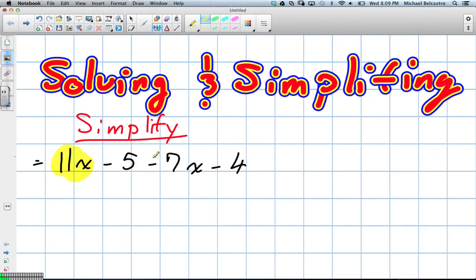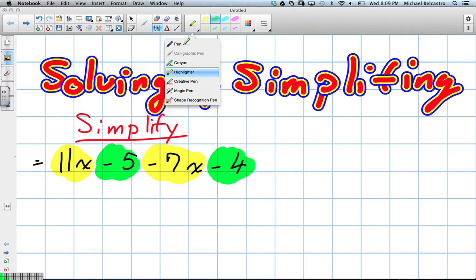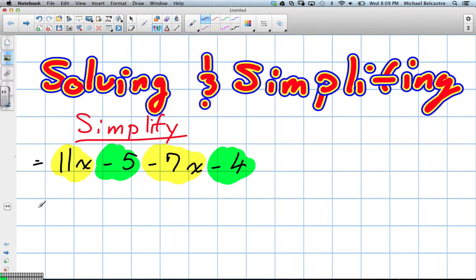Okay, so 11x, and not just 7, but the negative 7. The operation in front is important, so negative 7x. And then we have negative 5 and negative 4. So what I'm going to do is rearrange them so they're beside each other. That means we have 11x minus 7x. So kind of think of it like that. That's one pairing that we have to simplify.